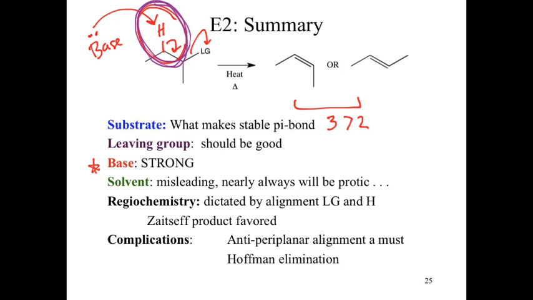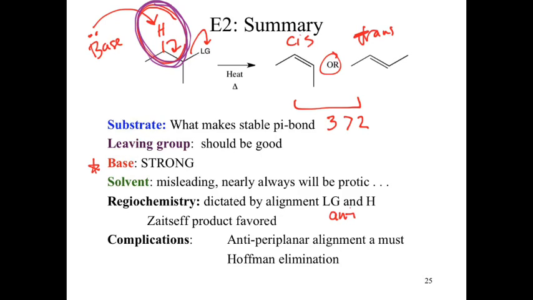As far as our regiochemistry, this is dictated by the alignment of the leaving group and the hydrogen. Okay, so this was one of the big complications out of Chapter 8. Depending on the arrangement of our hydrogen and our leaving group, we can get the cis or we can get the trans. Okay, it's very rare to get both under the E2 mechanism. The only way that can happen is if we have two possible hydrogens that align perfectly with the leaving group. Okay, so it is commonly a cis or trans that is specified from the anti-periplanar alignment of the leaving group and hydrogen. So let's go ahead and tag that in here too.